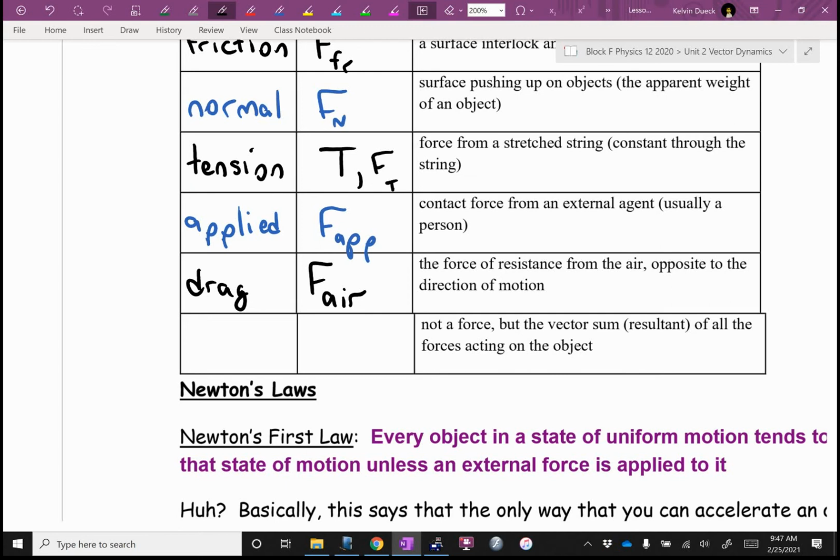The last one was not a force that appeared on our free body diagram. Instead, it was the vector sum or the resultant of all the forces acting on an object. In fact, when I told you that F equals what, MA, really what I should have said was F net equals MA. What do we call the vector sum of all of the forces acting on an object? Yeah, net force.